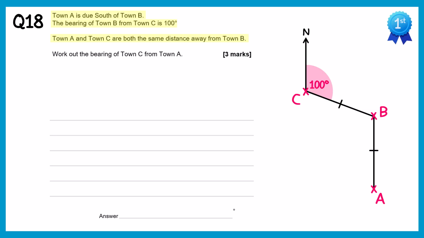We've been asked to work out the bearing of town C from town A. So let's connect up town C and town A. And if we're doing the bearing from town A, we want to imagine we're at town A, facing north, and we turn clockwise until we face town C. So it's this angle here.